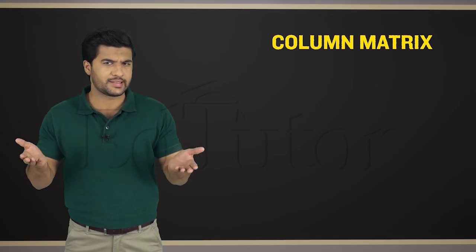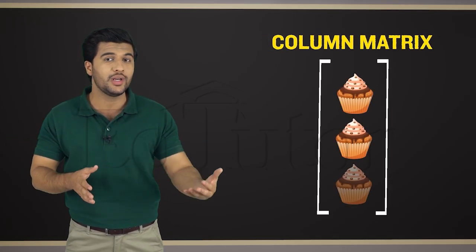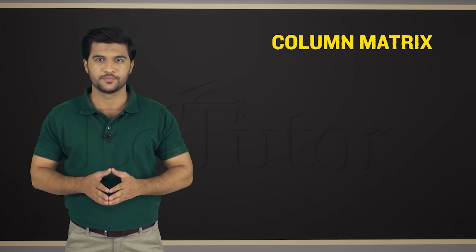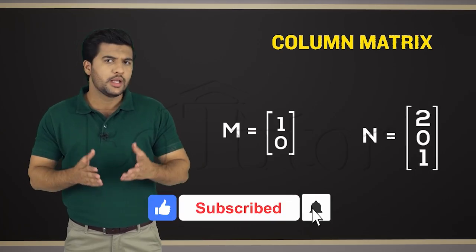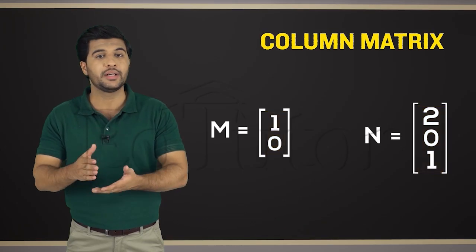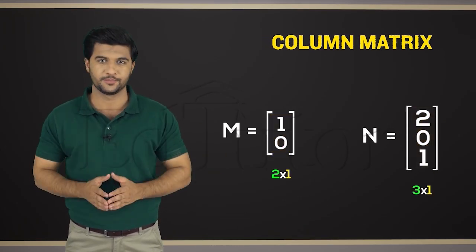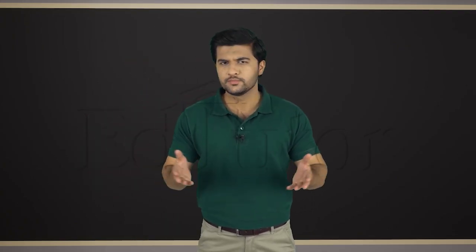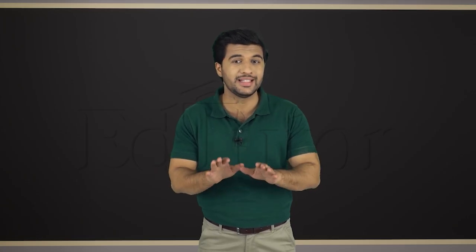You may have guessed it. A matrix is called a column matrix if it only has one column. Let's look at a couple of examples. Take matrix M and matrix N. Because there is just one column in both, they are column matrices of order 2 by 1 and 3 by 1 respectively. These 2 types were easy. Let's look at something slightly more advanced, but just as easy.